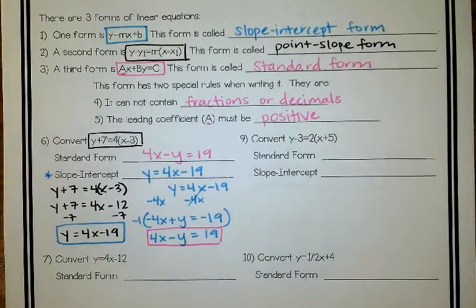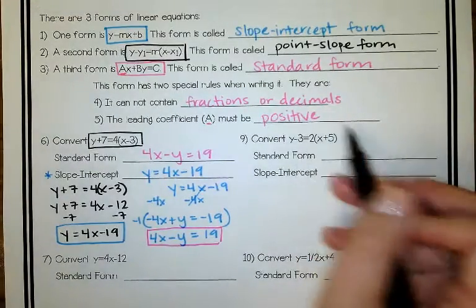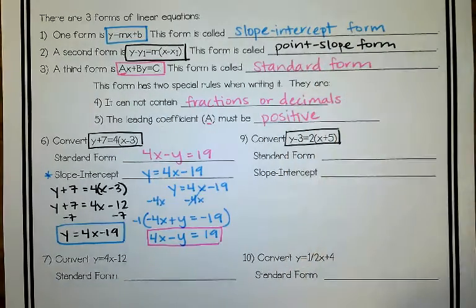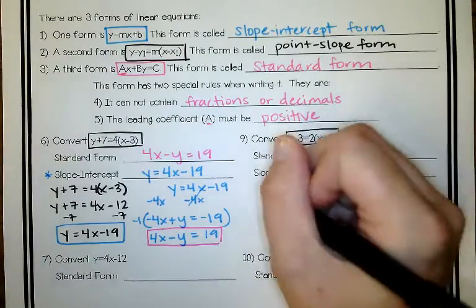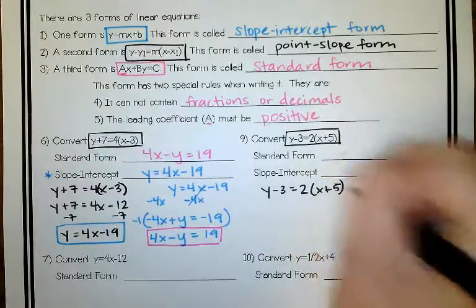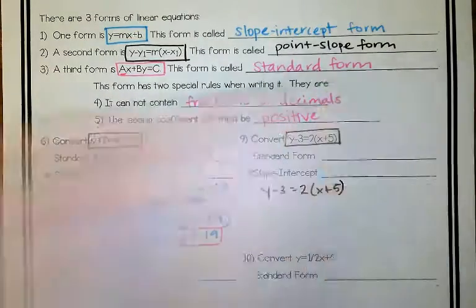All right, so let's take a look at number 9 here, okay? For number 9, we would take this point slope form, and we're going to try to get it into slope-intercept form first. So I'm just going to rewrite it here. So y minus 3 equals 2 parentheses x plus 5. Okay? So we are going to be working towards that slope-intercept form.